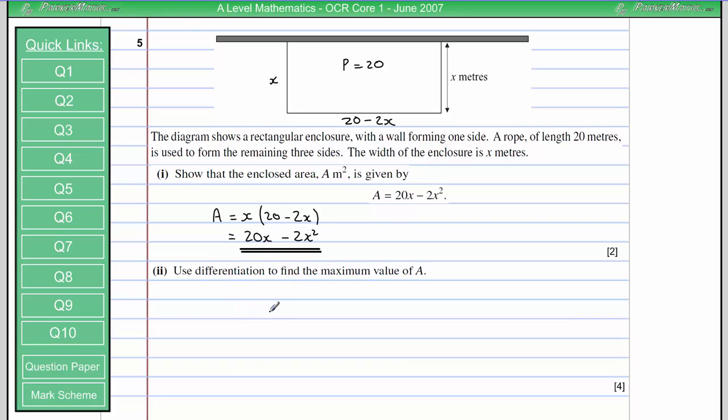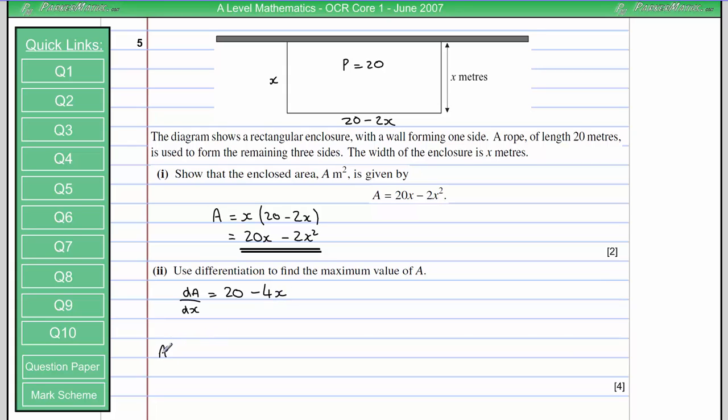In part B, we need to use differentiation to find the maximum value of a. Well, let's start by differentiating a. So dA by dx, that means the rate of change of a with respect to x. If we differentiate 20x, that's going to give us 20. And if we differentiate minus 2x squared, multiply by the power, that gives us negative 4, and then reduce the power by 1, it becomes x to the 1 or just x. So dA/dx is 20 minus 4x.